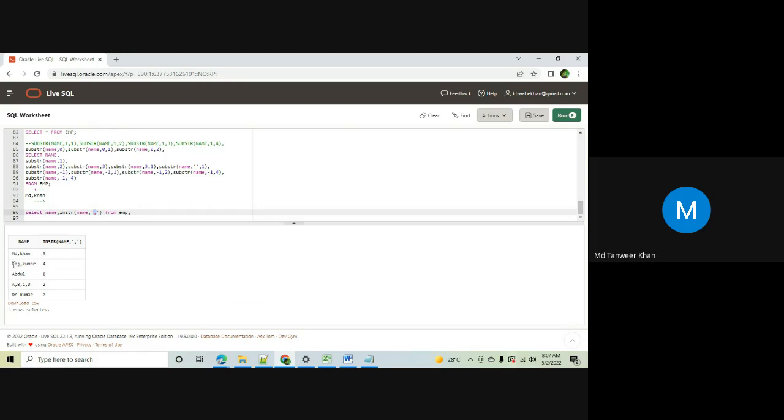If you consider this Rajkumar example, R is at the first position, A is at the second position, J is at the third position, and comma is at the fourth position. That's why the output is 4. So the INSTR function will tell you the position where the comma will occur.